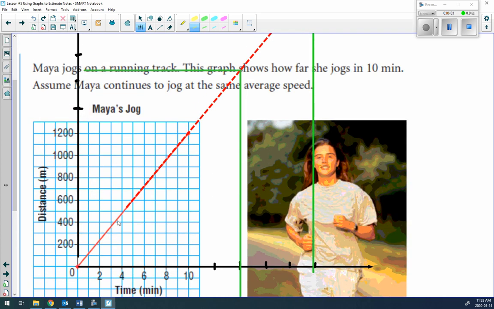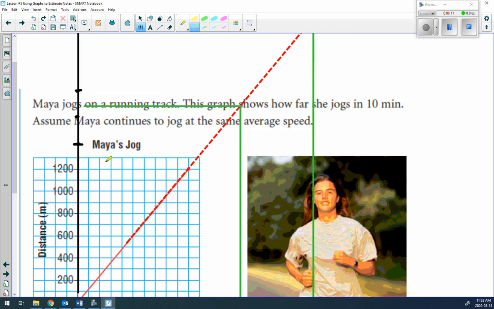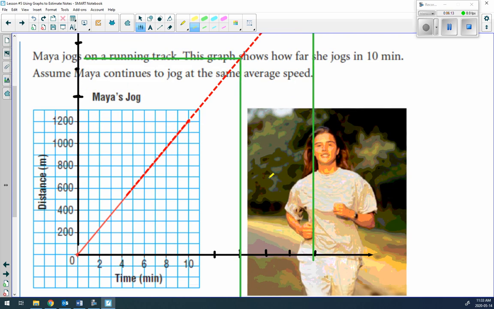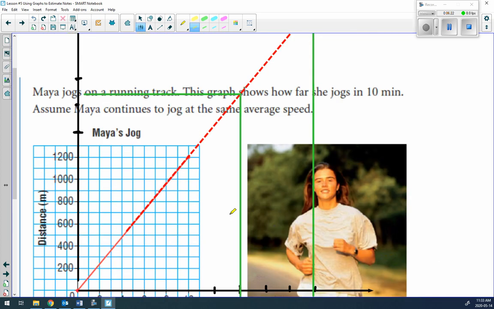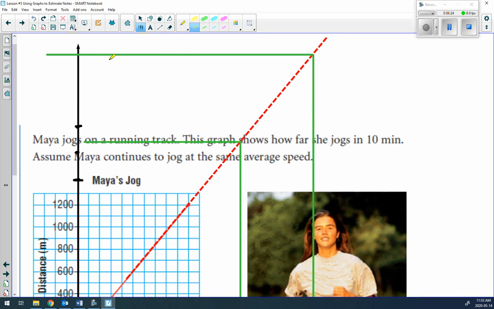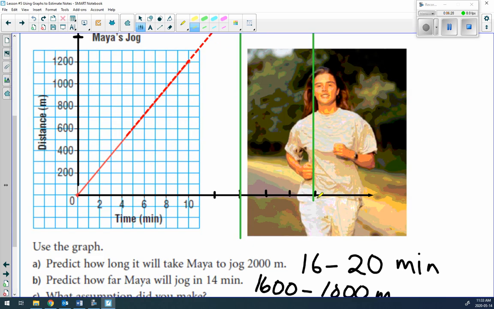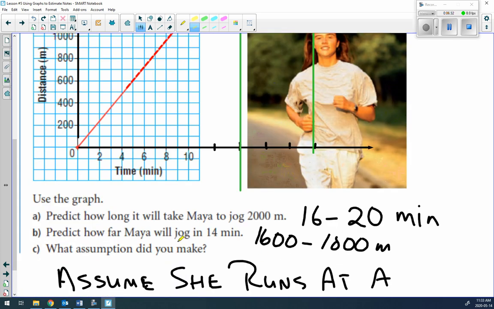Well, I don't see 2,000 meters on here. So what we do is we continue our scale up the side here. We continue our scale down the X here, and we find 2,000. So 2,000 about there, right? We come across, about 16 to 20 minutes. Oh, sorry, that's the 14-minute one. We got to look at the big one out here, the big outside one, this top one, and then the bottom. Oh boy, that's quite a while. 16 to 20 minutes.